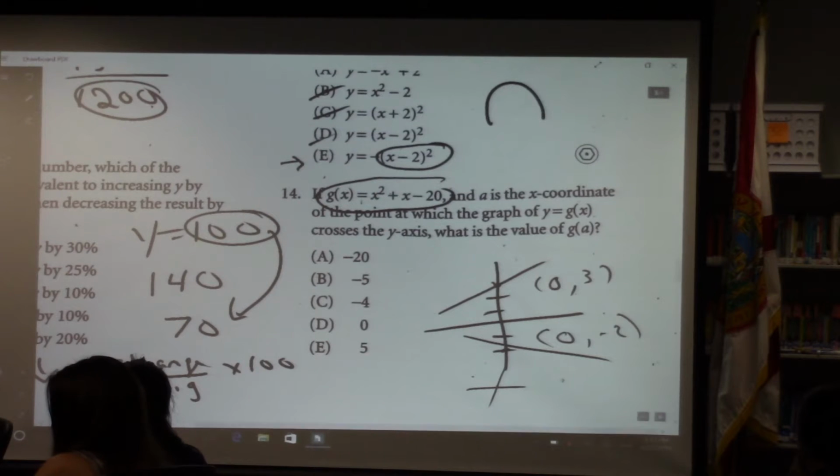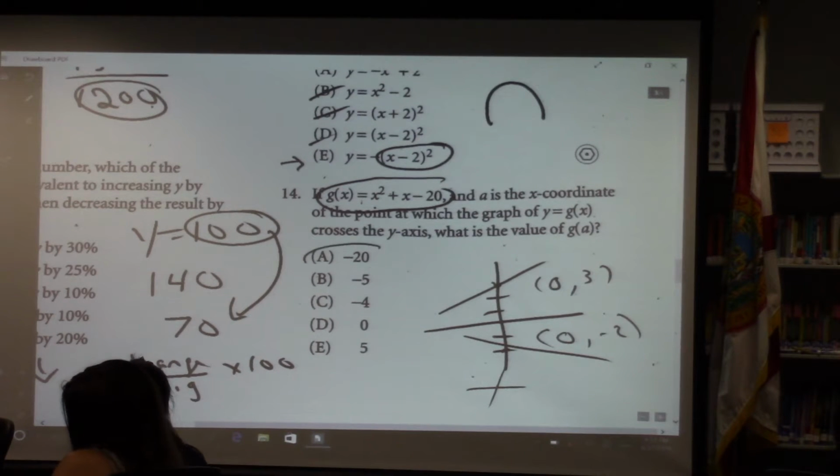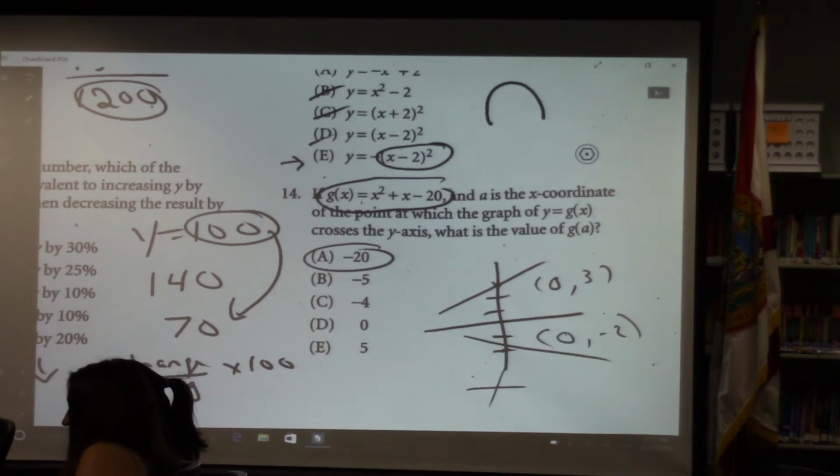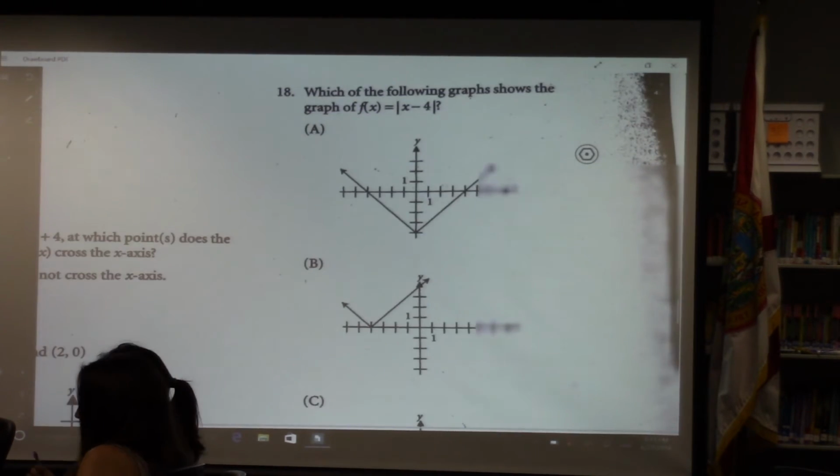So we just say, okay, if I plug in x is 0, then we have 0 squared plus 0 minus 20. What do we get? Minus 20, that's it. Any questions on that? Is this helping? Are you having fun? Anything? Feedback?